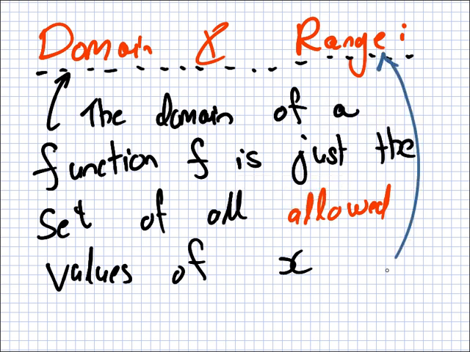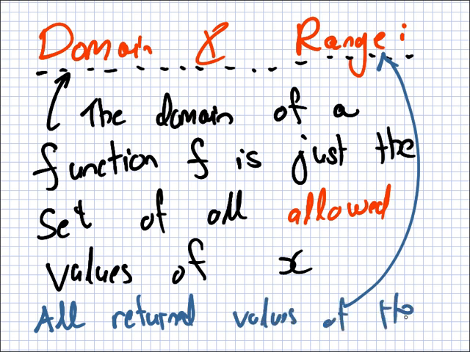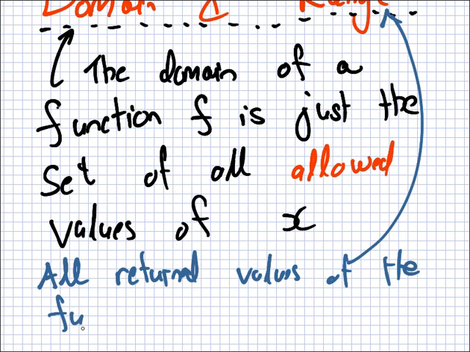The range is all returned values of the function. So simply put, that just means all the y values you could get back as an answer. Okay? So let's have a look at a simple example just to get the ball rolling, and then we'll go on to harder ones. Can I scroll down?